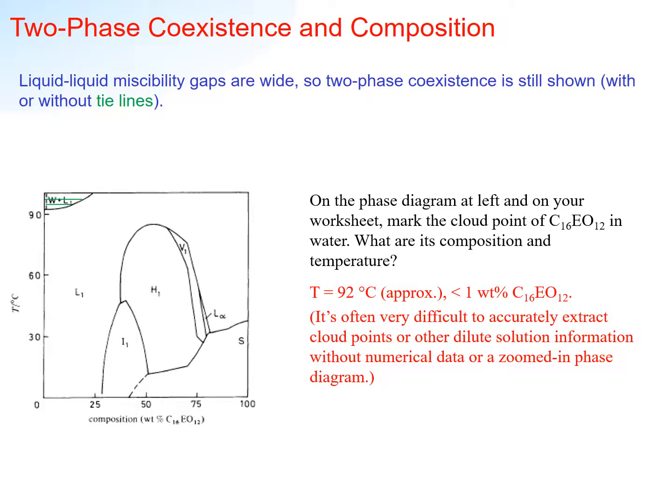So the cloud point is here at this minimum. So it's at coordinates of around 92 degrees and somewhere below about 1 weight percent C16E12. Now again, for these low resolution phase diagrams with not a lot of data points used to construct the phase boundaries, it can be very difficult to identify exactly where the cloud point is, but it is at the minimum of that coexistence curve W plus L1.